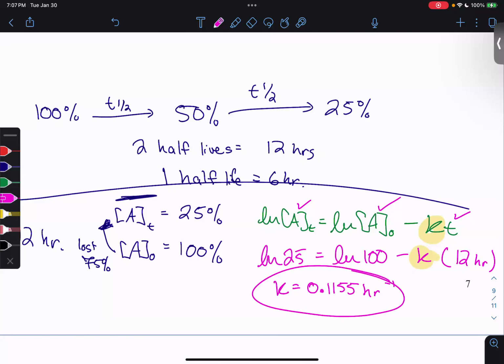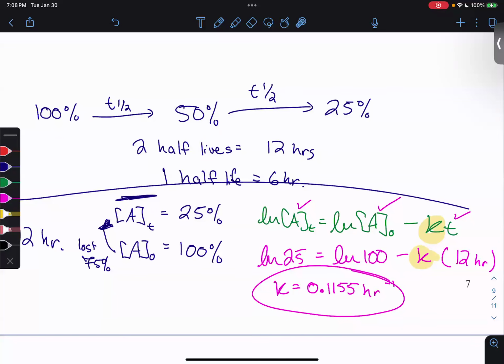Is that my half-life? No, I have to do one more equation. I want to tell you the significance of a half-life. The reason we report decay sequences in half-life is because it makes more sense to us intuitively. It makes sense that you lose half of this sample in 6 hours. As humans, we can wrap our heads around what that means. But if I tell you that this reaction has a rate constant of 0.1155 hour to the negative 1, do you know how fast that is? I don't. I have no idea what that means, but I do know what a half-life means.